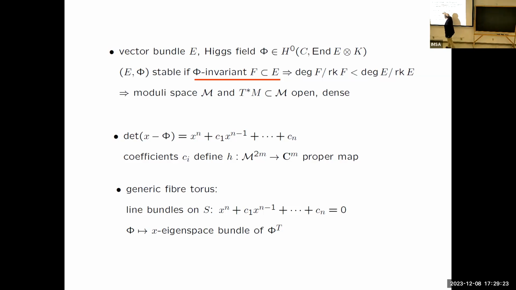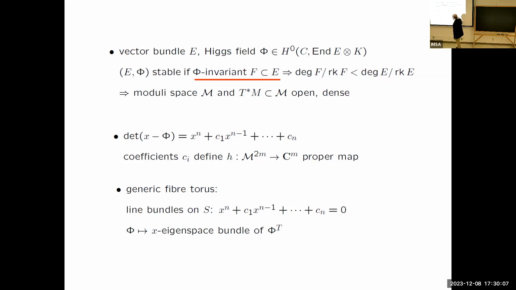If we take now the characteristic polynomial of the Higgs field, it's a polynomial like this where the coefficients are invariant polynomials in phi of various degrees: degree 1, degree 2, etc., right down to the determinant, minus the determinant. But phi is a matrix with values in the canonical bundle, so these are all sections of powers of the canonical bundle. Put them all together, and it gives us a map from this moduli space, which has dimension, let's call it 2m, to C^n, which is actually a proper map.